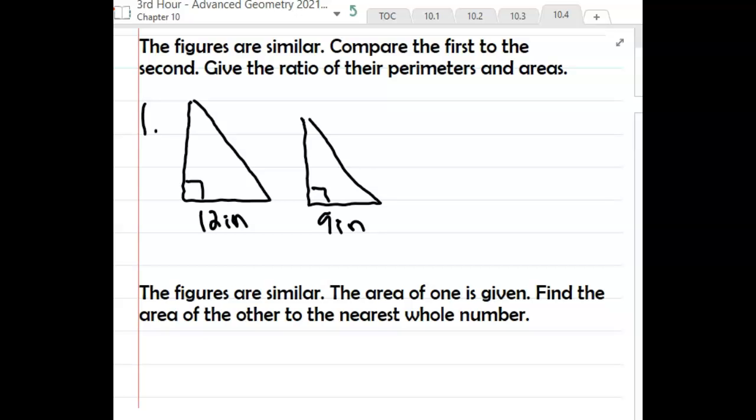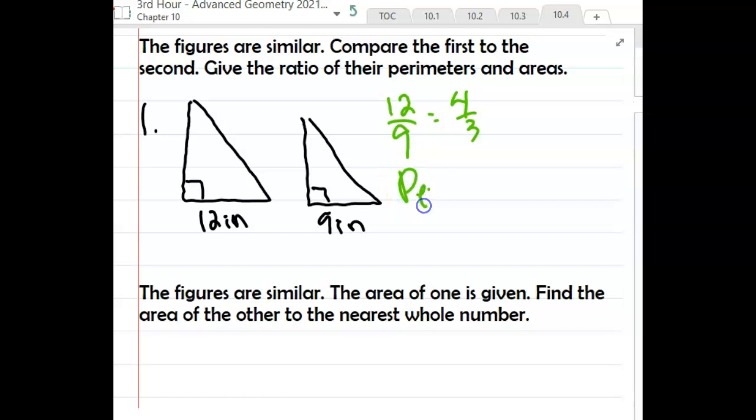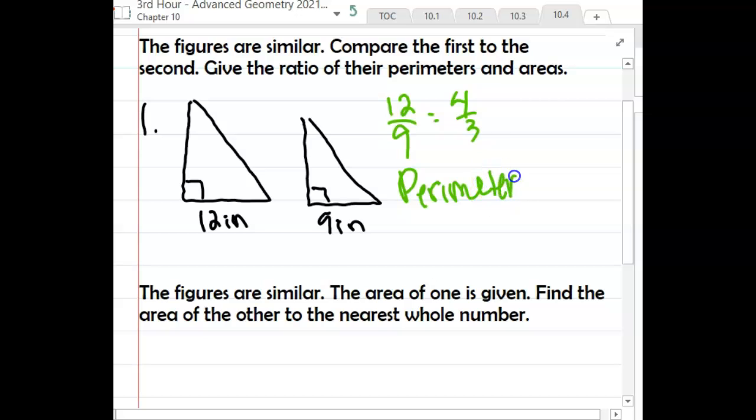I first want to find the ratio of their perimeters, which means I need to find their scale factor. Now, this one says compare the first to the second. So we're going to start with the larger triangle, and we're going to take the corresponding sides and write it as a ratio, which just means you're going to put 12 over 9, or the corresponding sides to both the bottoms of those triangles. Okay, this is going to be the scale factor, but the big thing that you're going to have to do today, you want to make sure your answer's in the simplest form. So if I reduce 12 over 9, I should get 4/3.